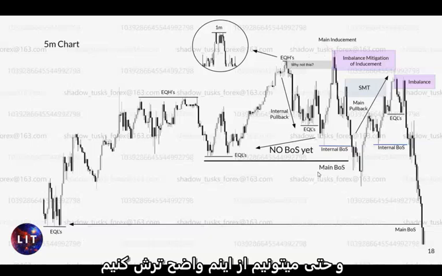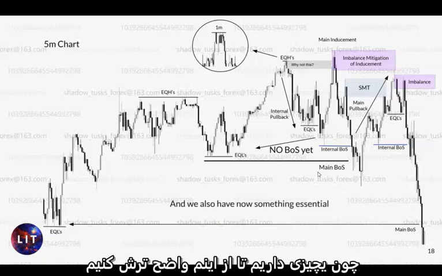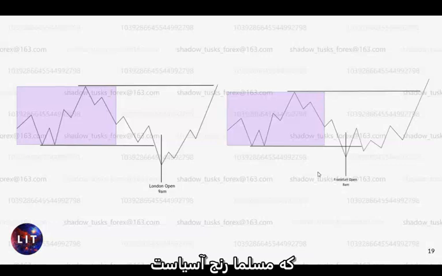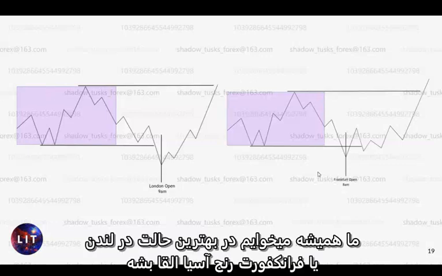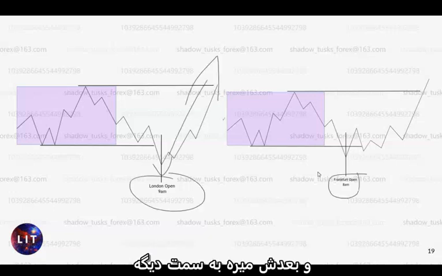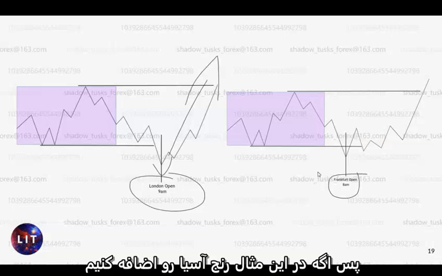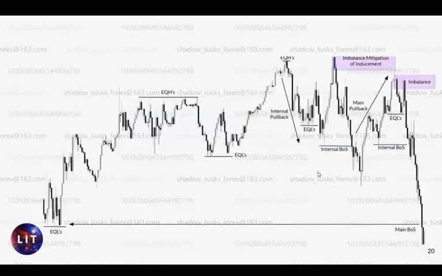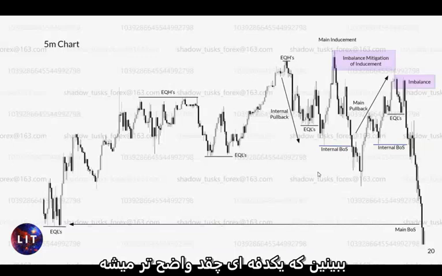And we can make it even more obvious, right? Because we have something to make it even clearer. It's of course now the Asia range, right? We always want the Asia range to be induced, best case in London or Frankfurt, and then obviously it goes the other direction, right? So if we just include the Asia range in this example, guess how clean it will become all of a sudden?